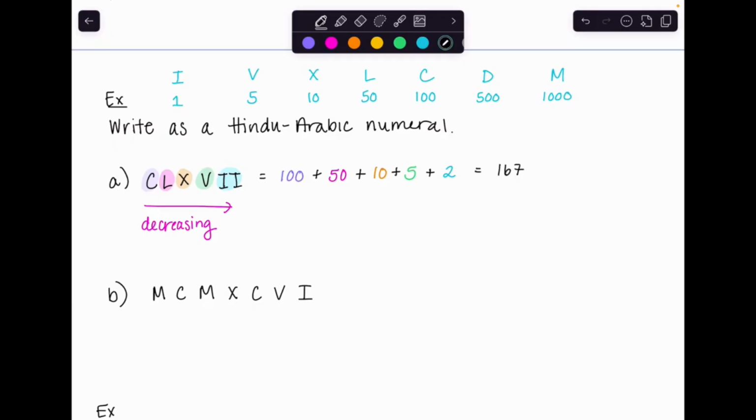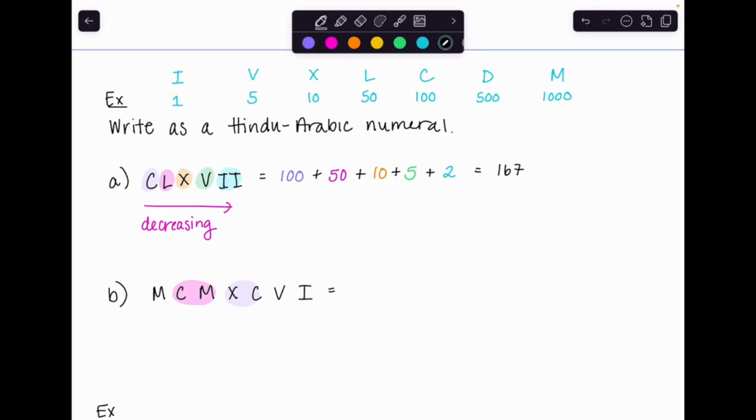Okay. If I look at this next one, starting with M, that's definitely my biggest. However, if I compare C and M, those are not decreasing. So I'm going to have to do something special for these. And likewise, if I compare X and C, that is also not in decreasing order. So I got to do something different here too. But then looking at VI, good. I'm good with that. It's decreasing.